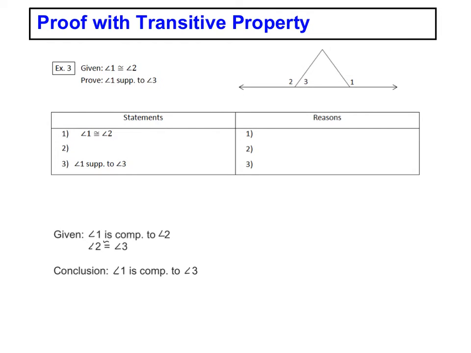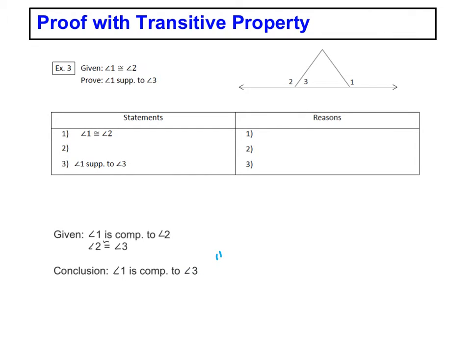Alright, before we do this proof with the transitive property, I want to talk about this information down here. In your notes, hopefully that's up here, and just what I have is out of order a little bit. So if you're given that angle 1 is complementary to angle 2, and that angle 2 and angle 3 are congruent, we can conclude that angle 1 is also complementary to angle 3.